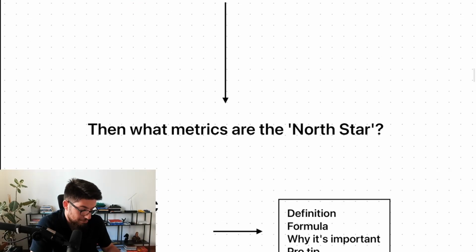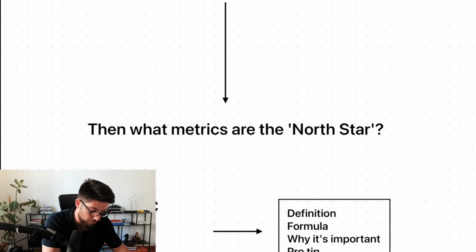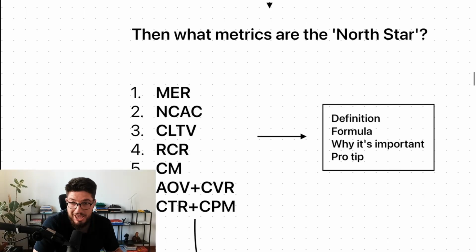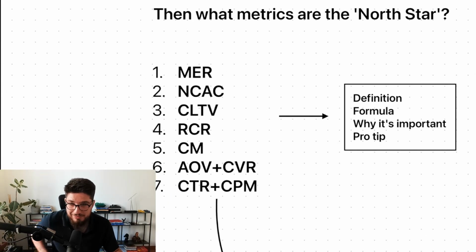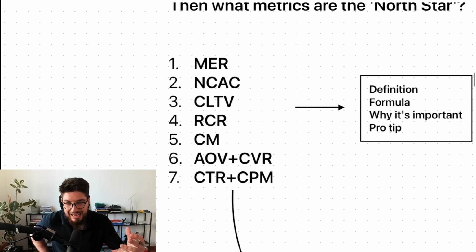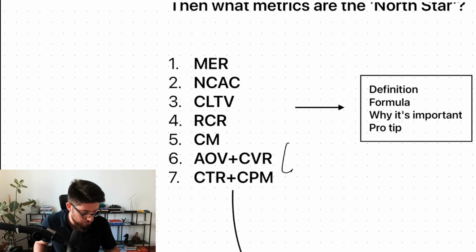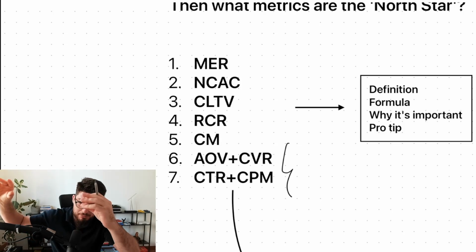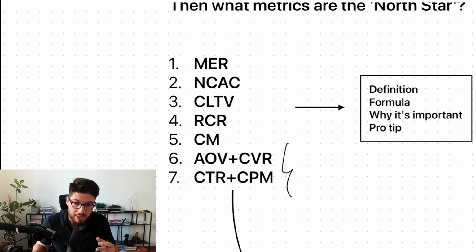So what metrics are the North Star? These ones are it. MER, NCAC, customer LTV, returning customer rate, contribution margin, and then the most important ones when it comes to specifically scaling: website metrics when it comes to conversion, AOV and conversion rate, and then traffic metrics when it comes to scaling Facebook ads, CTR, CPM, okay? Those make the CPC, and the AOV and conversion rate will make the revenue per visit.